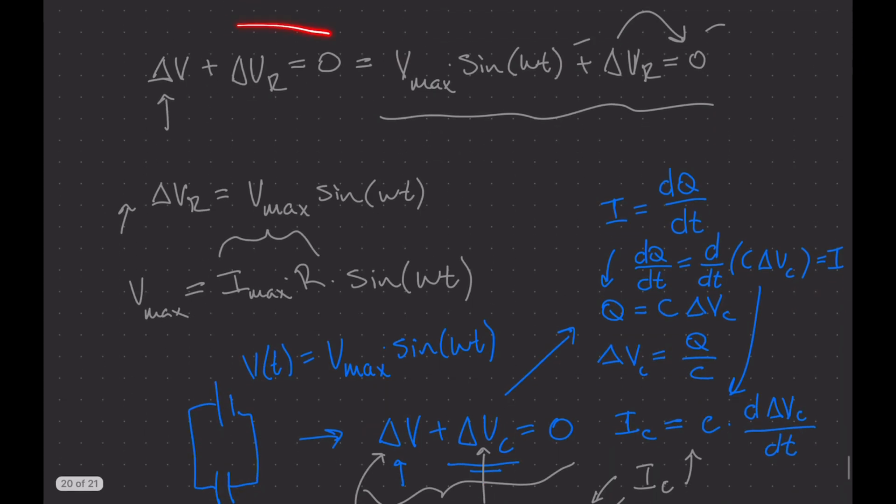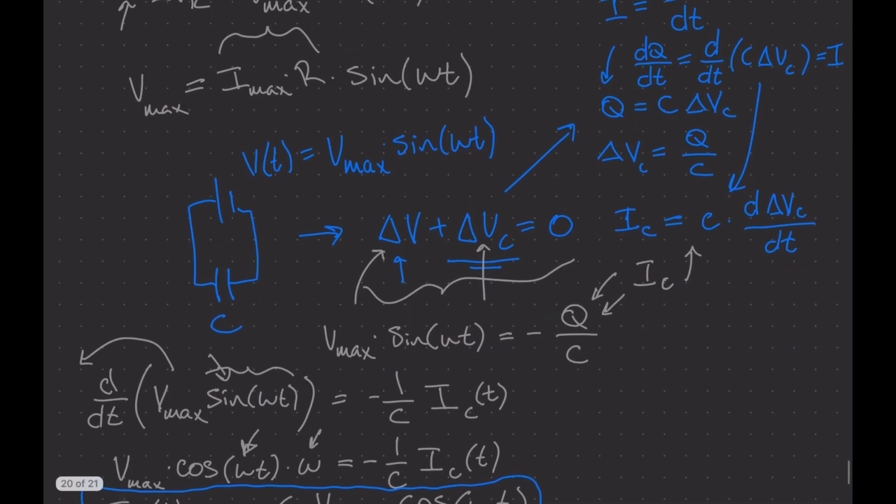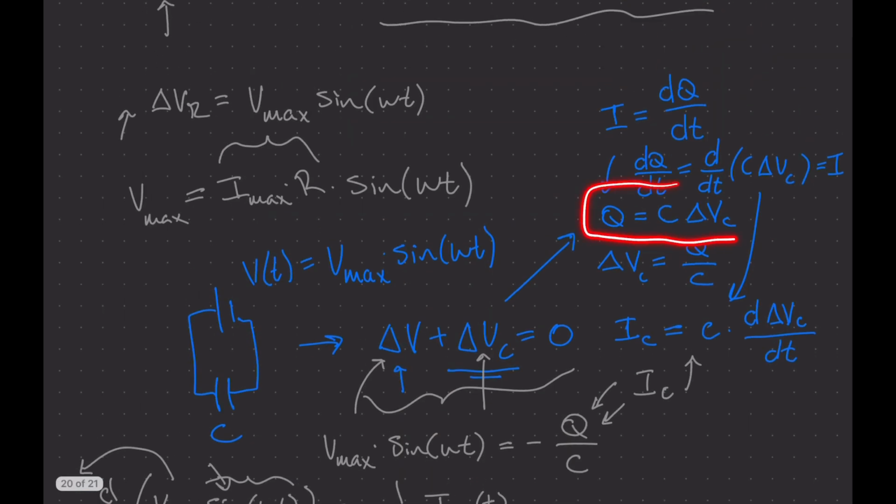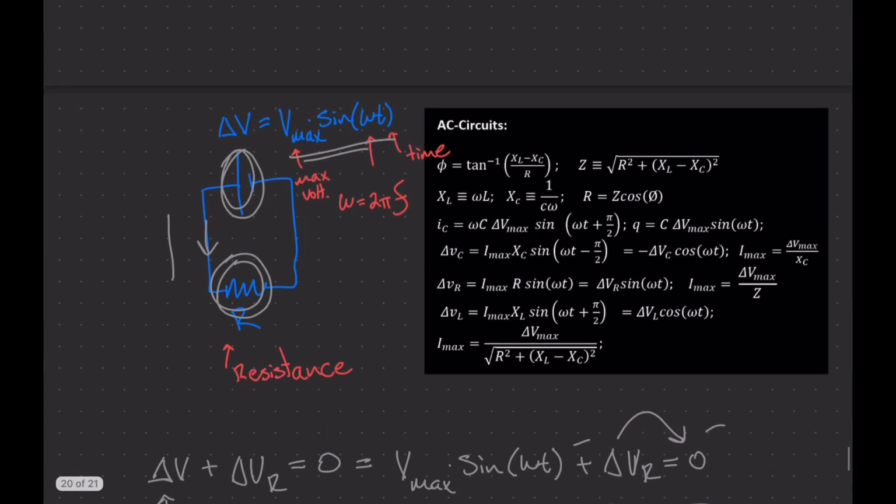We applied Kirchhoff's loop rules, and we applied the capacitor equation, which is this, Q equals CV, which again was given to you here. Check it out, Q equals CV. Q is equal to C delta V max. And since we're in AC circuits, we have this extra sine factor.